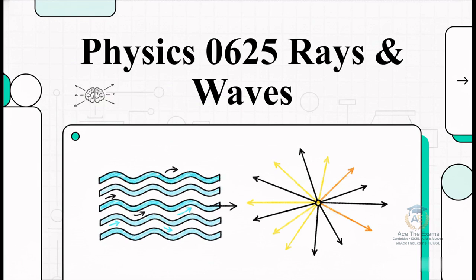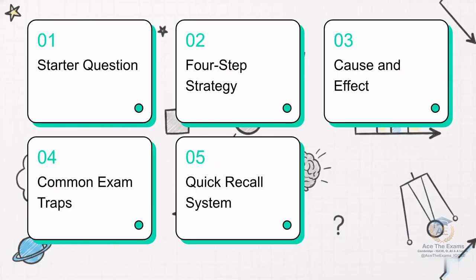We are going to build a true, concept-first understanding that allows you to tackle absolutely any question the Cambridge Examiners throw at you. Here is our roadmap for today's explainer, designed to give you the ultimate physics exam strategy. First, we've got the starter question, where we decode exactly what the examiner is asking. Second, we dive into the four-step strategy, introducing a framework that top students use to perfectly structure their answers. Third, mastering cause and effect, where we transform your raw knowledge into a beautifully logical sequence.